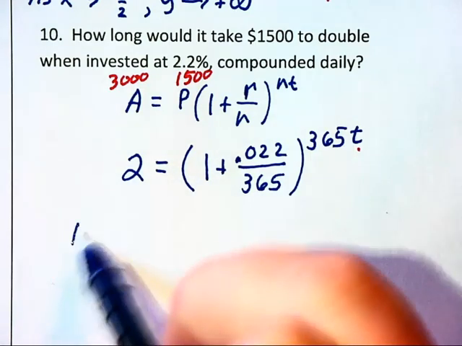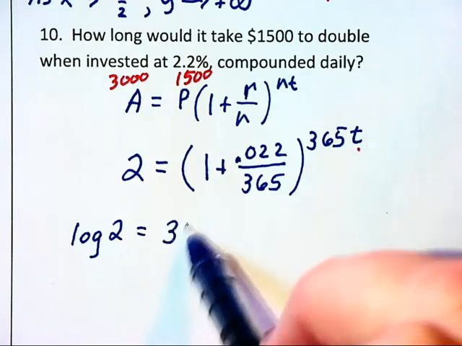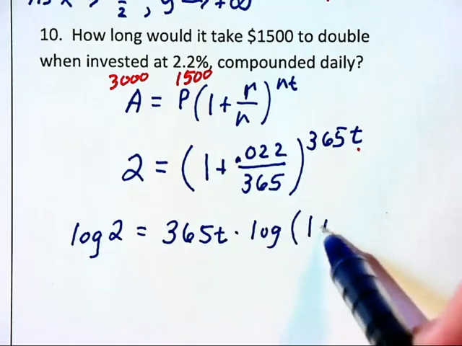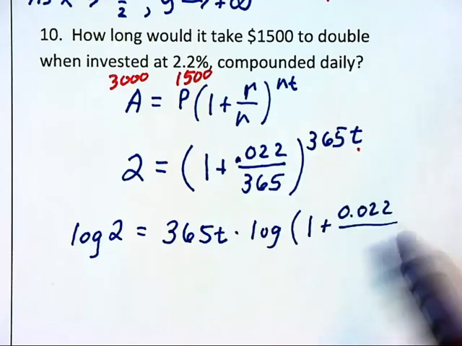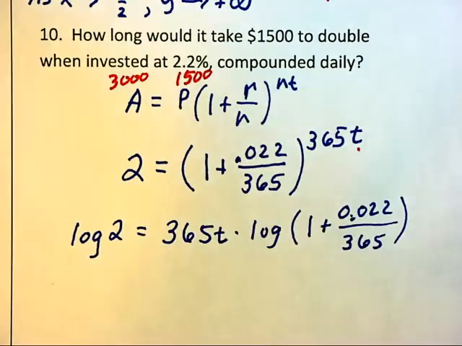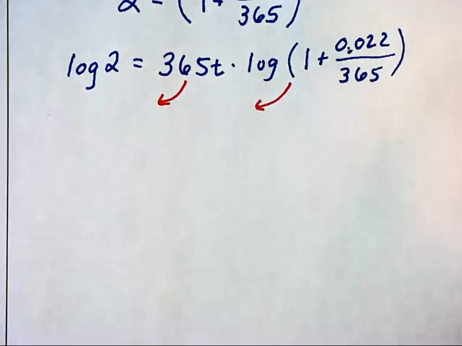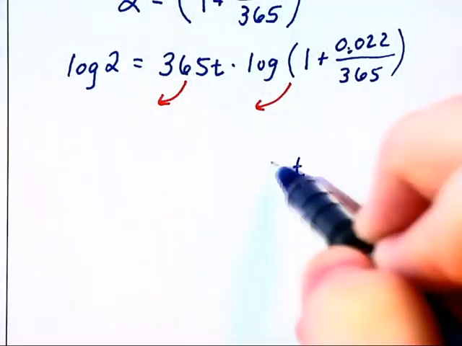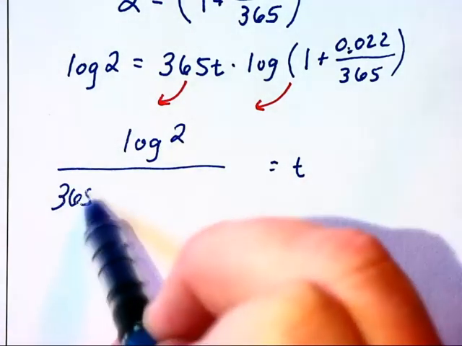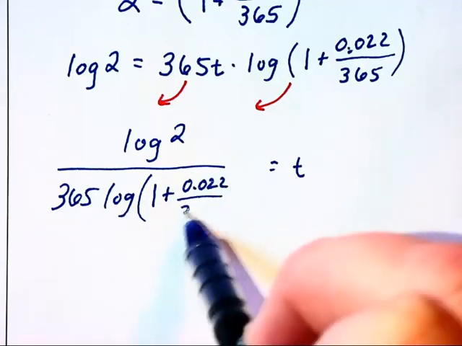So on the left we will take the log of 2. And on the right, when we take the log, the power comes down to the front, 365t, times the log of what's in the parentheses, 1 plus 0.022 over 365. Now, we're solving for t. On the right-hand side here, we want to divide the 365 off as well as the log off. So t is going to equal the log of 2 on the left divided by 365 times the log of 1 plus 0.022 over 365.